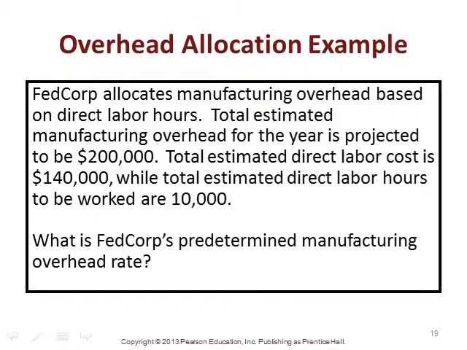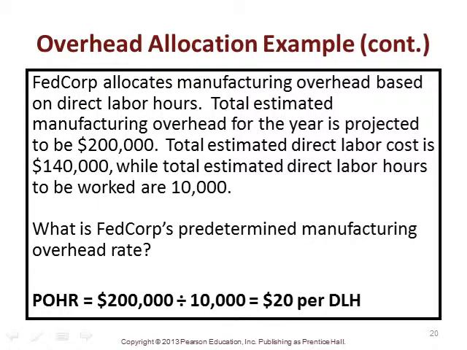So again, we know that it's allocated based on direct labor hours, so that's going to be the allocation base. And we know that the manufacturing overhead for the year is projected to be $200,000. So knowing that, you can pretty much quickly come to what this overhead rate is. And we see that at the bottom here. So the projected overhead rate is equal to the $200,000 in projected overhead divided by the 10,000 direct labor hours, which gets us to $20 per direct labor hour of predetermined manufacturing overhead rate.